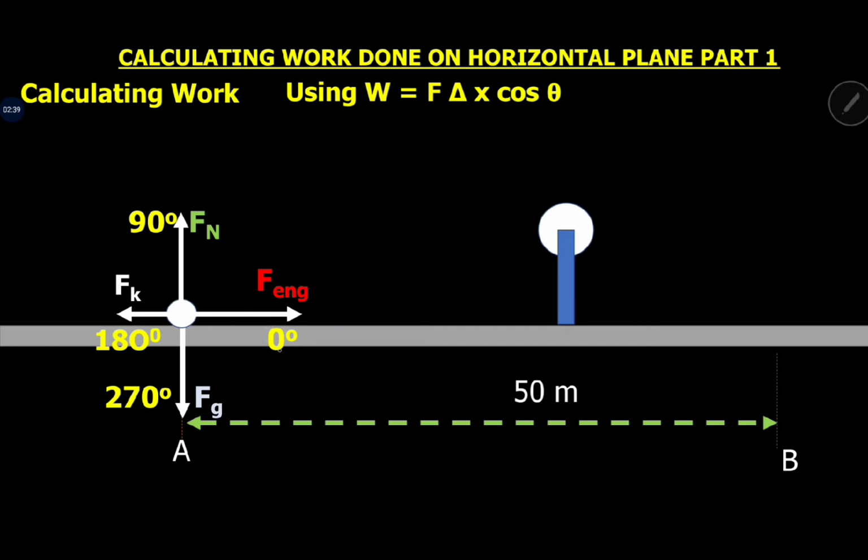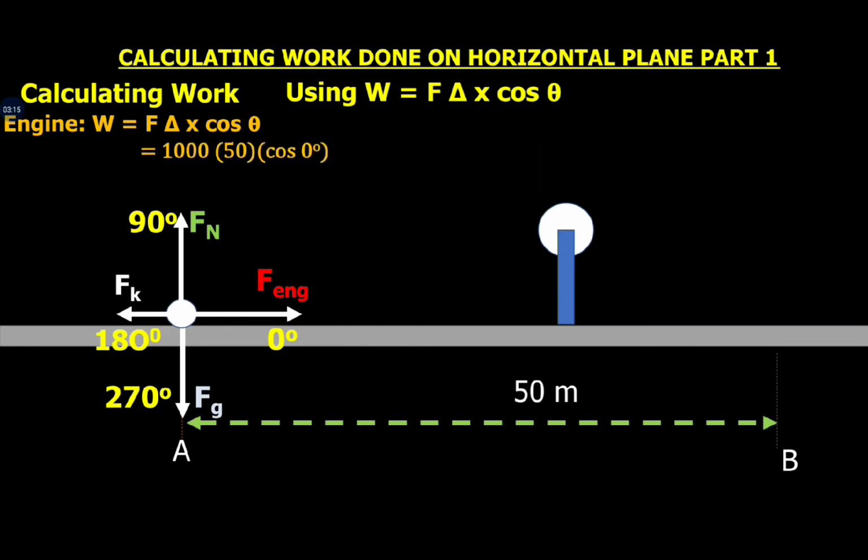We measure the other angles anti-clockwise to the direction of motion. The normal force acts at 90 degrees, frictional force acts at 180 degrees, gravitational force acts at 270 degrees. So we can calculate the work done by each of the forces on the object. Okay, but we're going to specifically look at the horizontal forces, because those are the two forces that are always of interest. The work done by the engine force is going to be W given by F delta X cos theta.